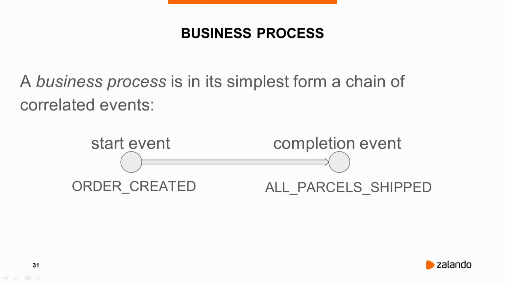If you buy some fashion products from our company, from our website, then an order created event is generated in one microservice in the platform. After all the parcels have been shipped pertaining to that particular order, then an all parcels shipped event will be generated.